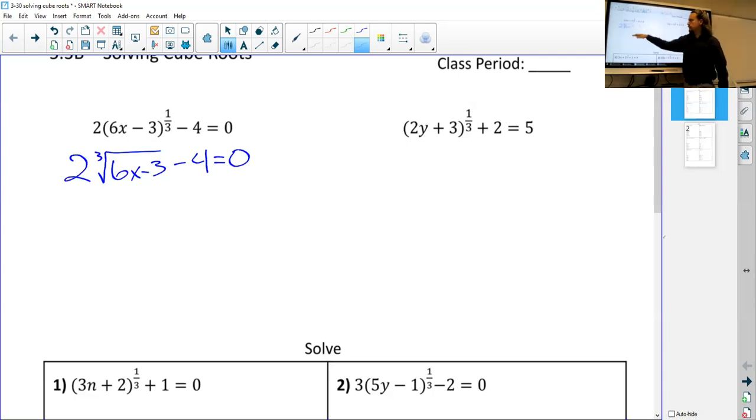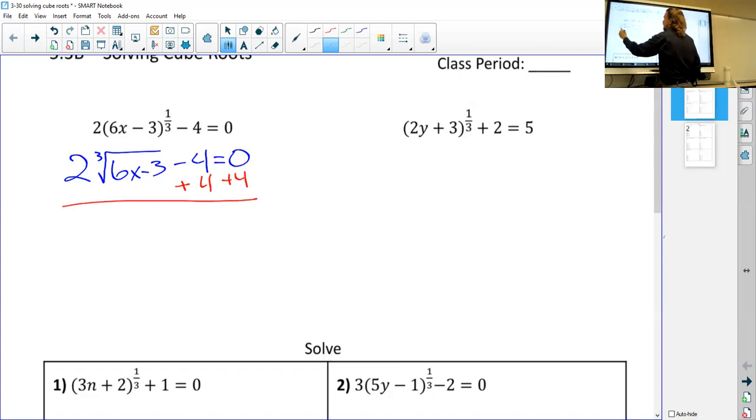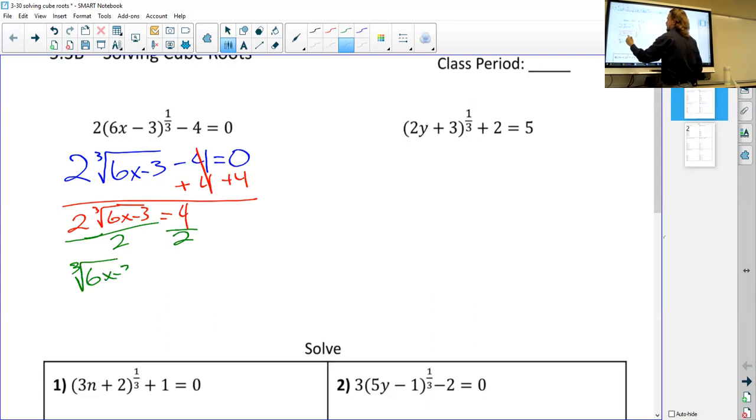We want to get a radical by itself. So I would add 4 to both sides. That gives me 2 cube root 6x minus 3 equals 4. And then I want to get rid of this times 2, so I'm going to divide both sides by 2. That gives me cube root 6x minus 3 equals 2.